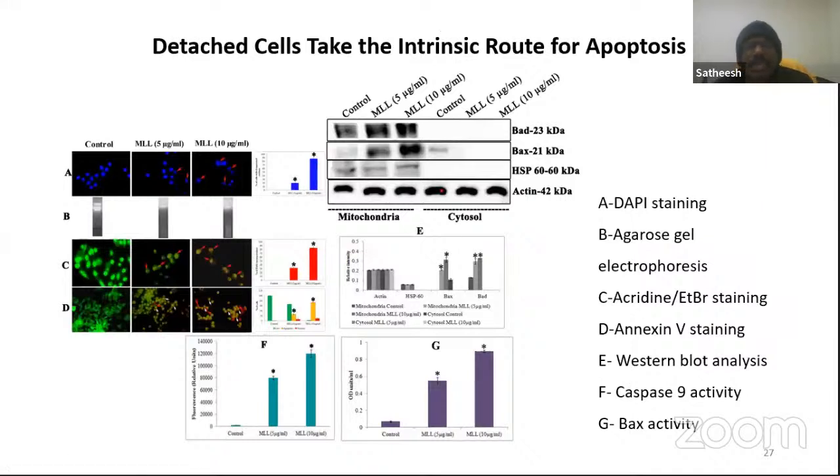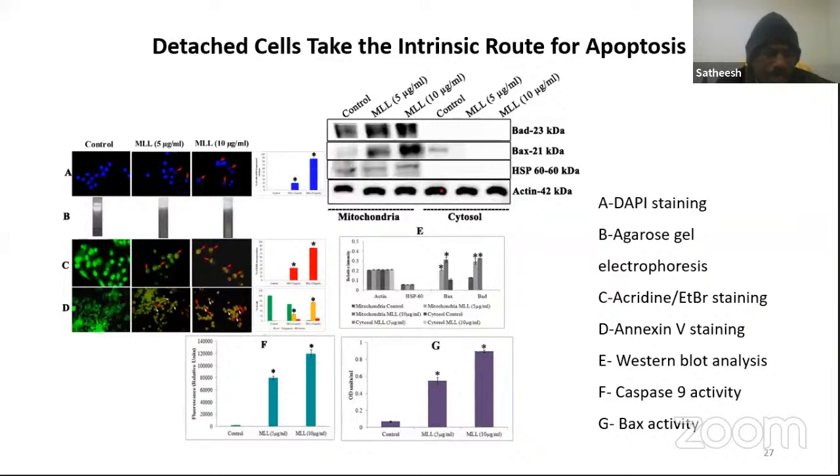Detached cells take the intrinsic route of apoptosis. Intrinsic apoptosis, as I told you, is the process by which the cells decide to go for suicide. There are different methods by which we can check this. The intrinsic route of apoptosis starts from inside.